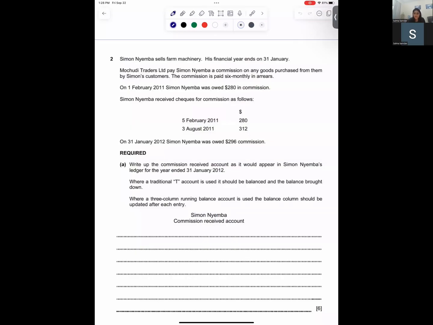Hello everyone. Let's do another question of other receivables and payables. Whenever I read the question, the first thing that I always mark is whether I have to make an income account or an expense account. If I am told this is commission received account, that means I am preparing an income account. If I have to prepare an income account, I will first try to recall the format of an income account. The format of income account is OPOP IB.